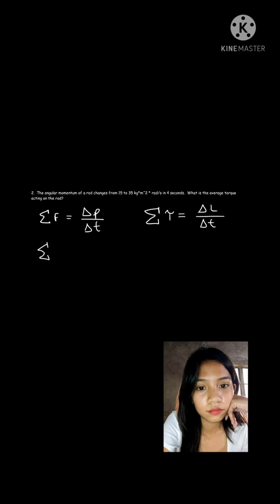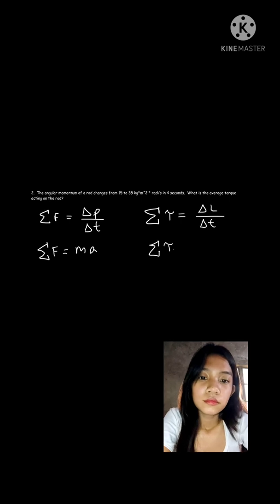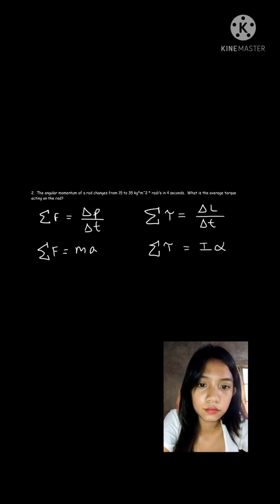Now, both equations can come from Newton's second law. This comes from Newton's second law of motion, which states that the net force acting on an object is the mass times the acceleration. And this expression comes from Newton's second law as it relates to rotational motion, which states that the net torque acting on an object is equal to the inertia of the object times the angular acceleration.